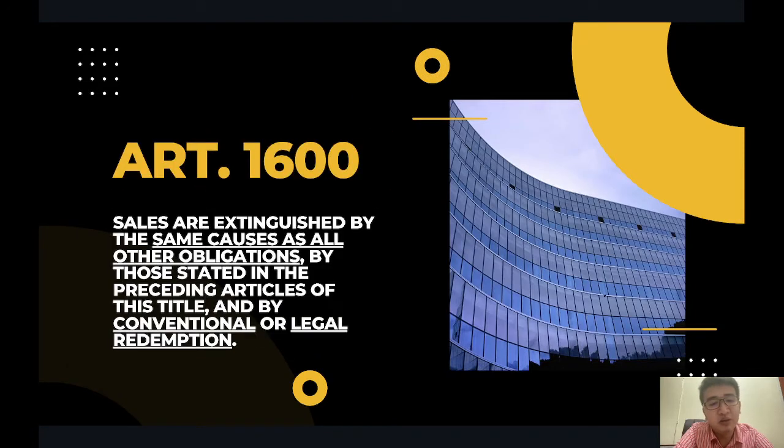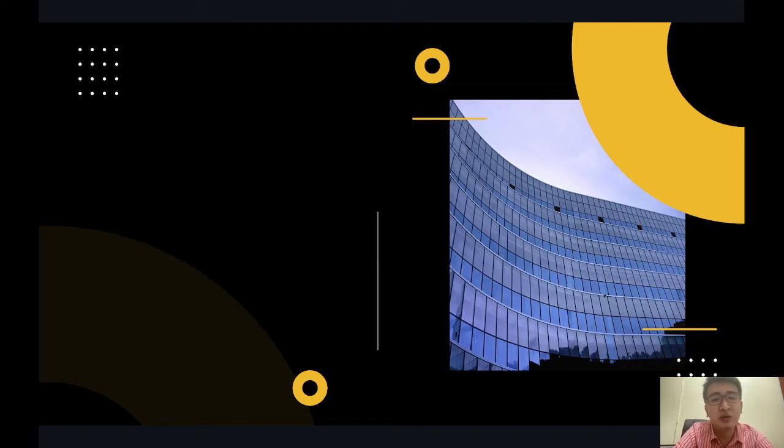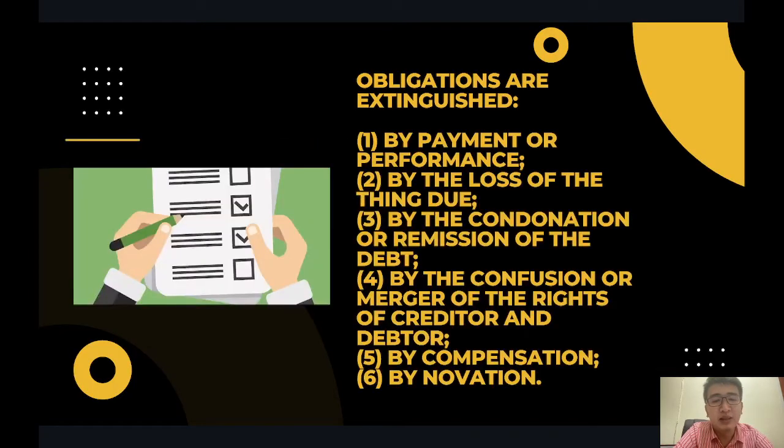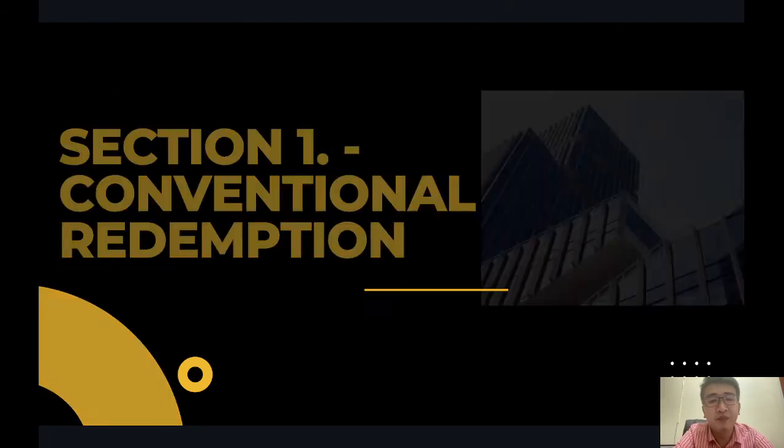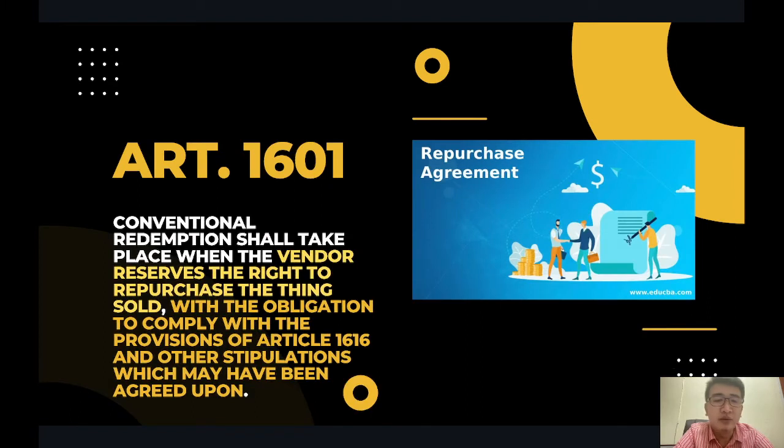And also conventional or legal redemption, which is what is provided under the law on sales. So itong 1, 2, 6, na-discuss nyo na to sa obligations and contracts nyo. Actually, no need to elaborate on this because you know this one. We'll focus on conventional redemption and legal redemption. First, conventional redemption, with Article 1601. What is a conventional redemption?